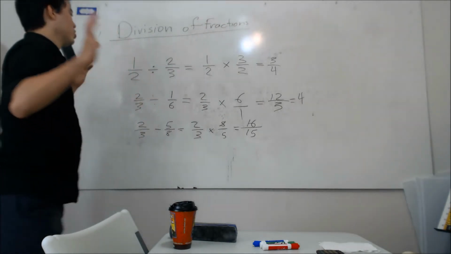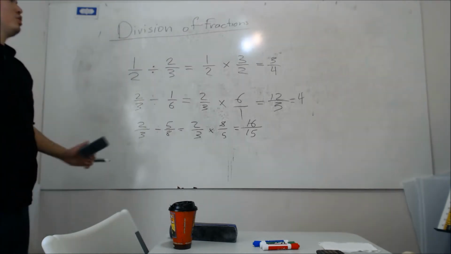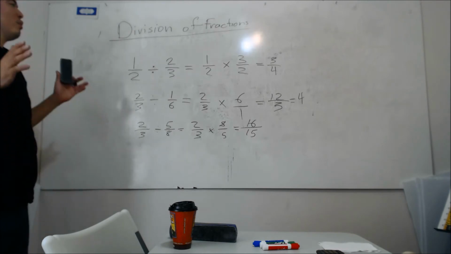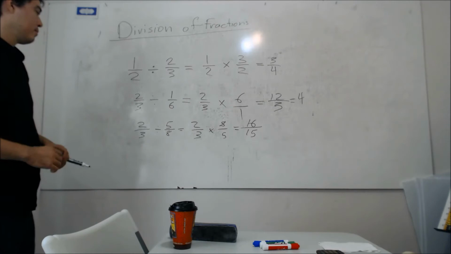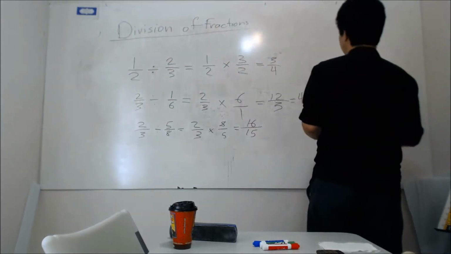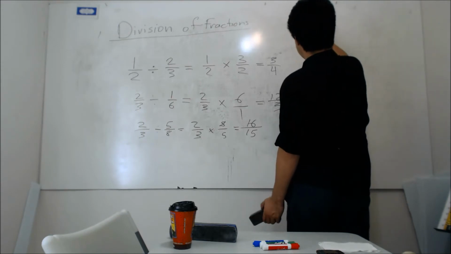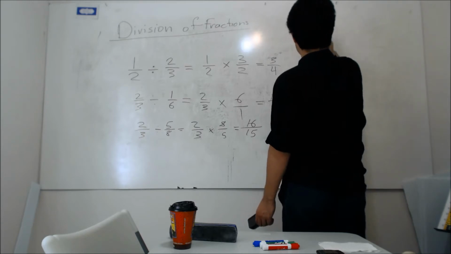So in other words, to divide one fraction by another, you take the first fraction, you change the division sign to a multiplication sign, and you multiply it with the reciprocal of the second fraction. And it's just that simple. Now let me show you something here that's very special, because you might have a problem like this: 1/2 over 3/4.